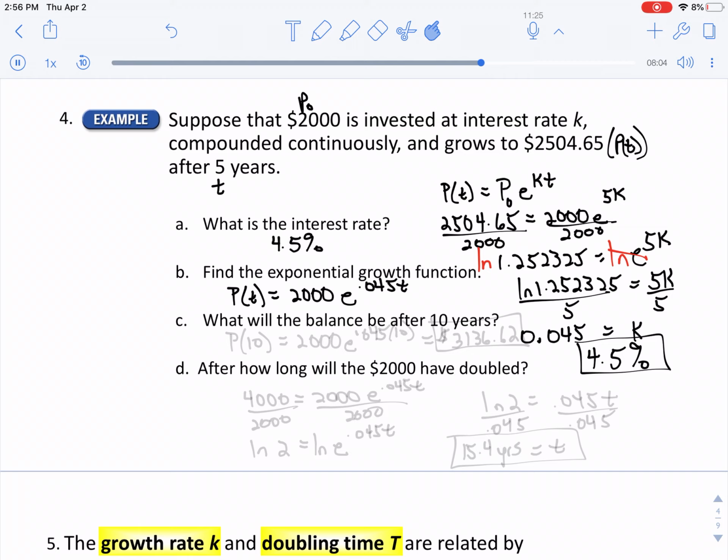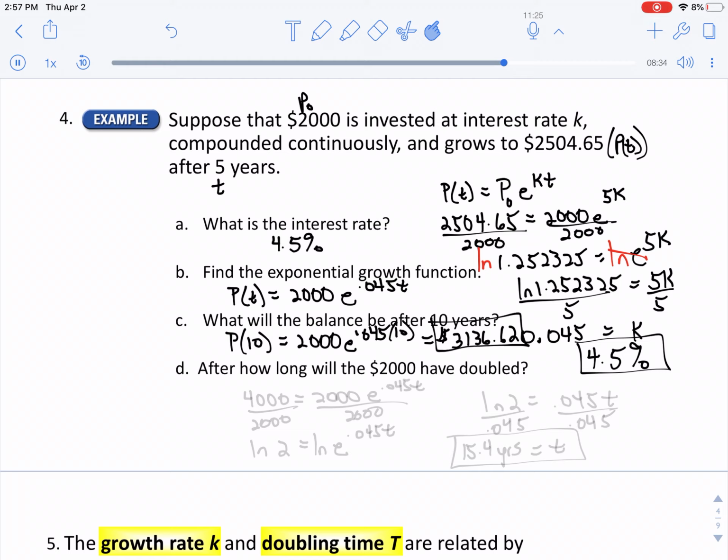Now we want to know what will be the balance after 10 years. So we find P sub 10. That gives us 2,000 e to the 0.045 times 10 power. Then you put that in a calculator, and you get 3,136.62. And that's the answer for C.